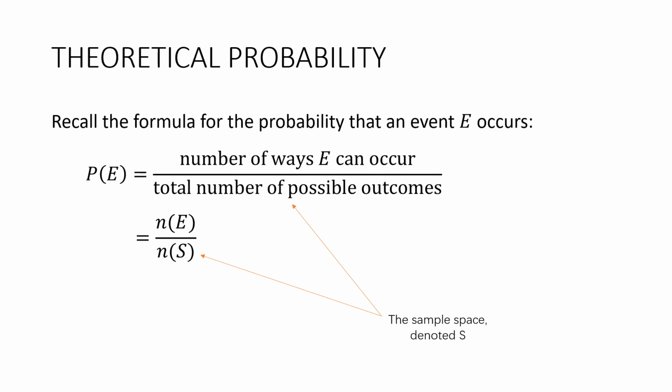Now let's just review theoretical probability. Recall that the formula for the probability of an event E occurring, yes, this is the notation, probability that E occurs, is equal to the number of ways that E can occur divided by the total number of possible outcomes. We can use this set notation if we want to. This means number of elements in the set E and number of elements in the sample space S.